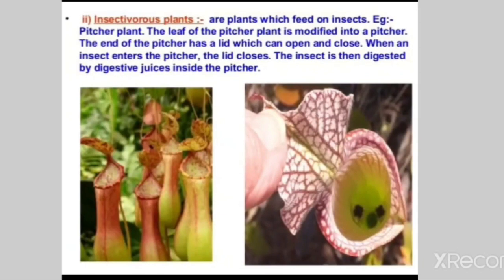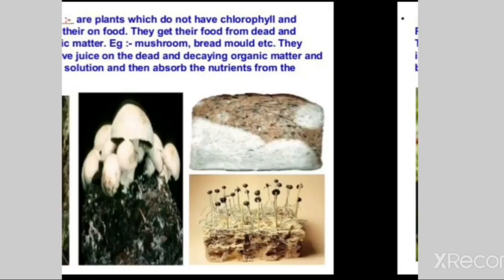Next we have insectivorous plants. They are the plants which feed on insects. For example, the pitcher plant. The leaf of the pitcher plant is modified into a pitcher. The end of the pitcher has a lid which can open and close. When an insect enters the pitcher, the lid closes. The insect is then digested by digestive juices inside the pitcher.